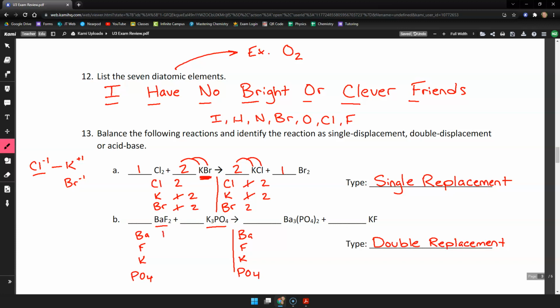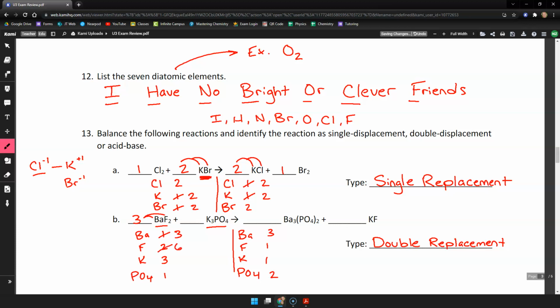Okay, so barium we have 1, fluorine we have 2, potassium 3. So I'll have one of those. Barium 3, 2, 1, 1. All right, so this one's kind of a doozy. So let's start with the bariums. We have 3 on the right, we have 1 on the left. So let's put a 3 here and see what happens. 3 times the 1 barium makes this a 3. 3 times the 2 fluorines makes this a 6.